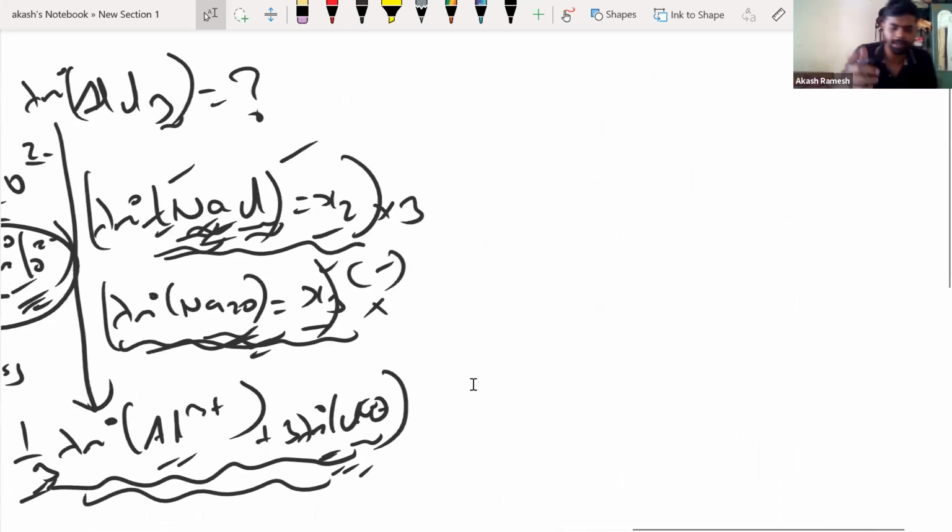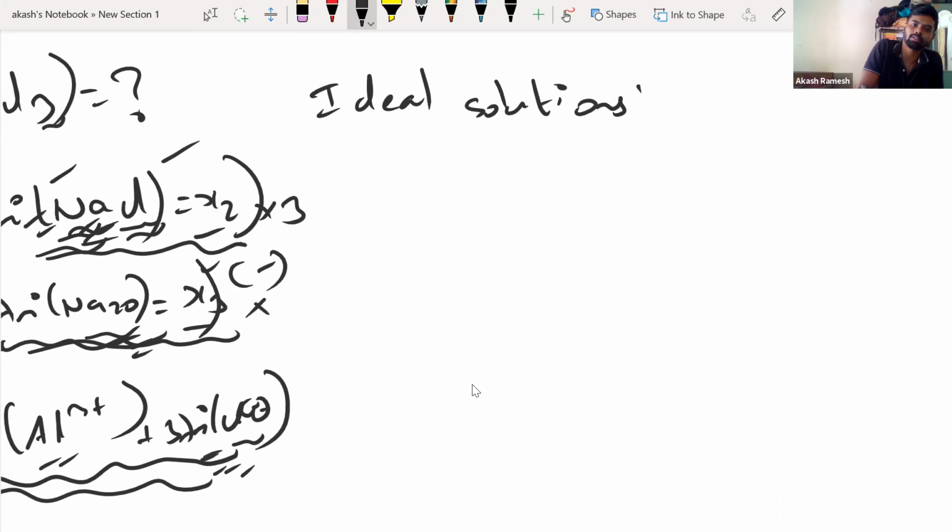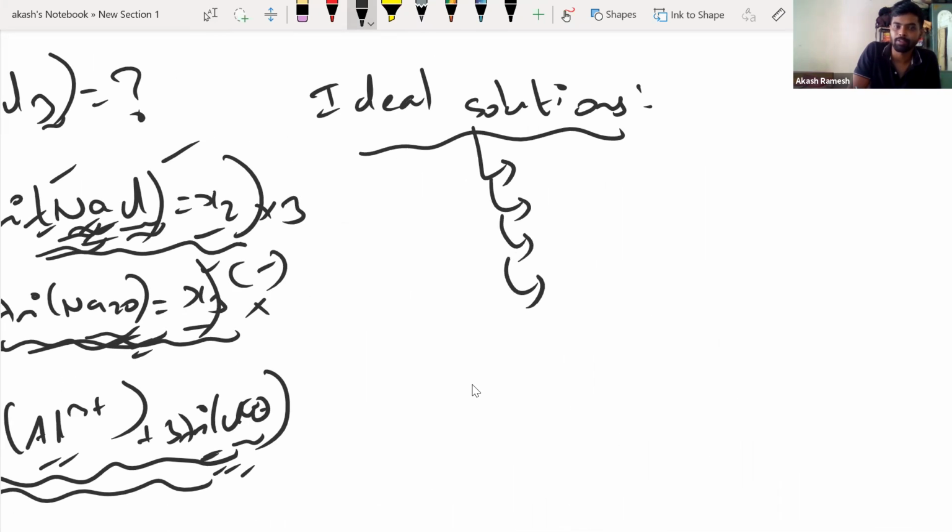See, how do I define ideal solutions? Yeah, it is related to Raoult's law. How do I define ideal solutions? I have 4 conditions, right? What are the 4 conditions? For a solution to be ideal, what are the 4 conditions? Anybody remembers?